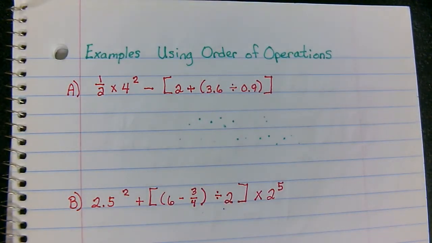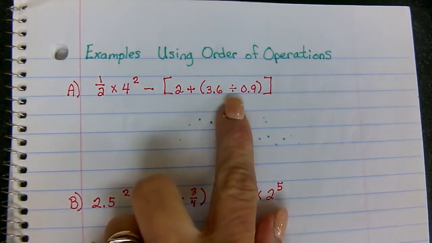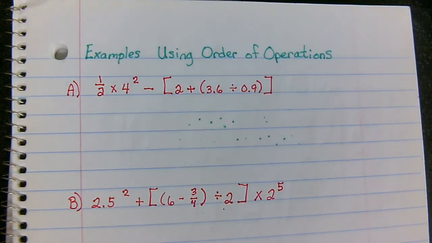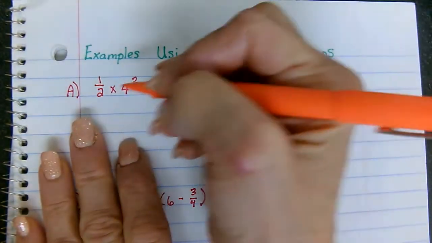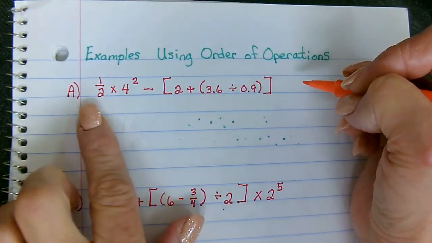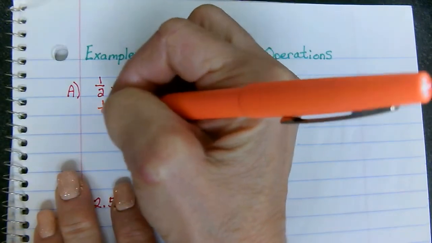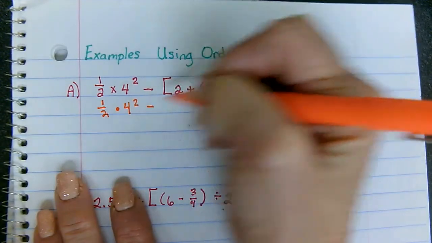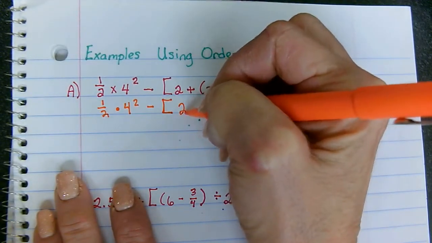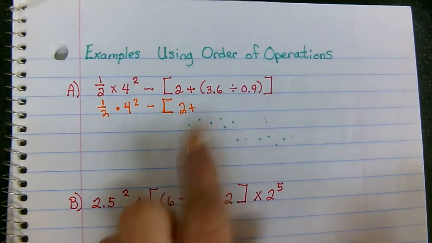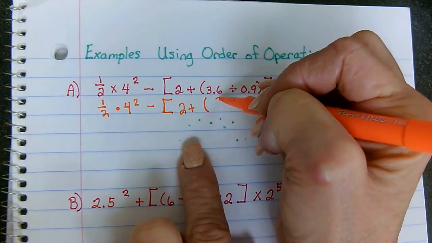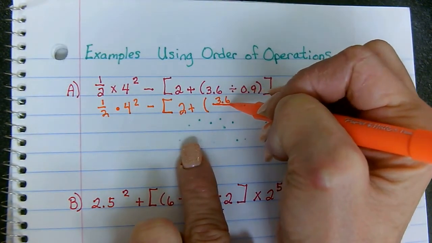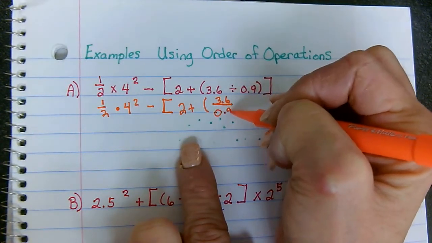So if we move from left to right and we look at the internal parentheses first, I'm going to rewrite this problem just a little bit just to show you a different way we could solve this, okay? If I were to rewrite this part, 1/2 times, a dot instead of the x, 4 squared minus, and let's fix our grouping symbols, 2 plus. I'm going to show you a little trick in here. Let's, in parentheses, do 3.6 above 0.9.